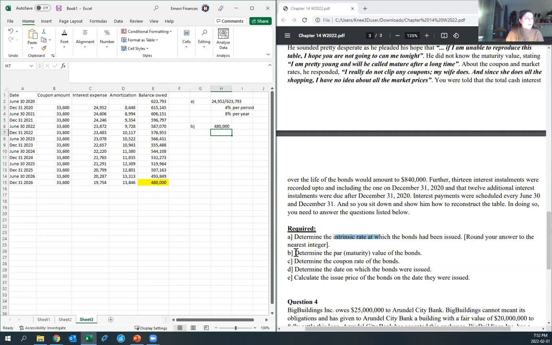Then to find the coupon rate, you're gonna work it backwards like we did for the interest rate. Normally you find your coupon amount by doing your coupon rate times your maturity value. So now we're going to do our coupon amount divided by our maturity value to find the percentage. So I'm going to do 33,600 divided by 480,000. That gives me a coupon rate of 7% per period, and so it's going to be 14% per year.